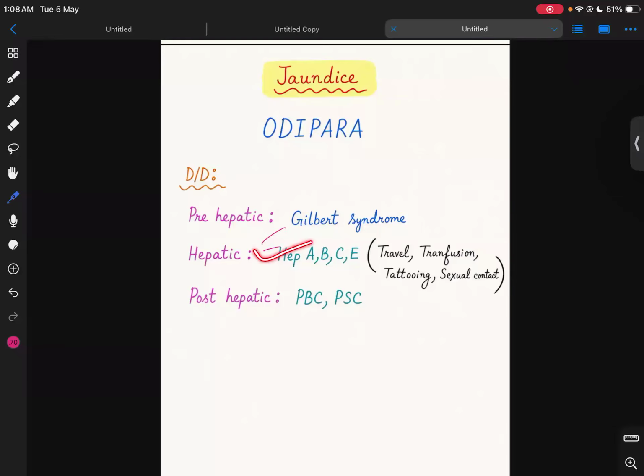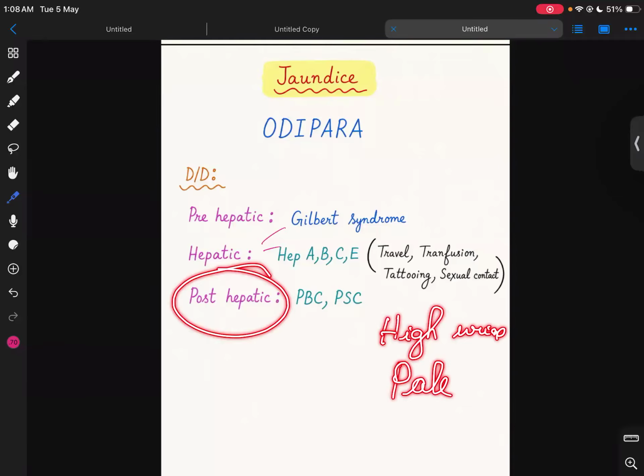And to rule out hepatitis B, C, E, and A, we have to take the travel history, transmission history, tattooing, and sexual contact. Let's come to the post-hepatic cause. In case of a post-hepatic cause, the patient will have high colored urine, pale stool, also itching.